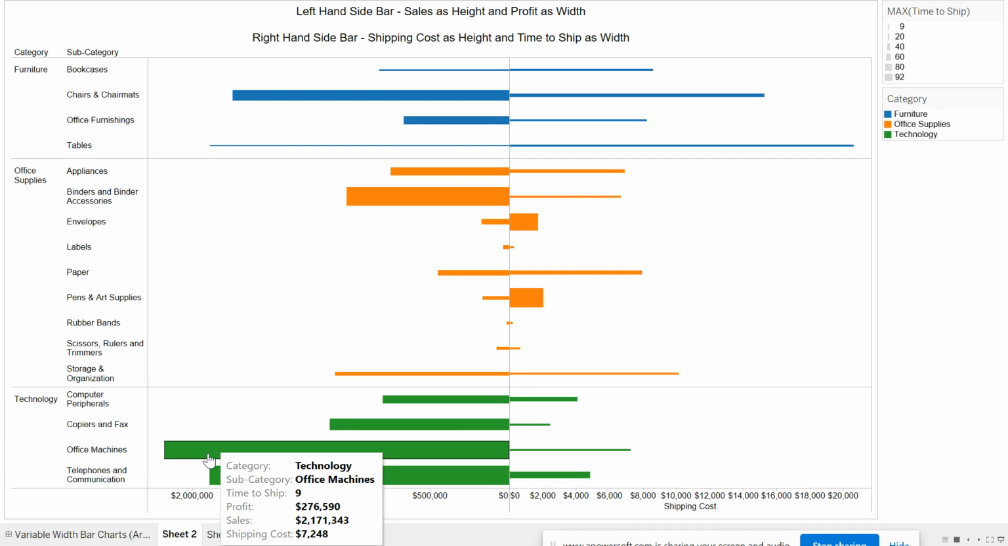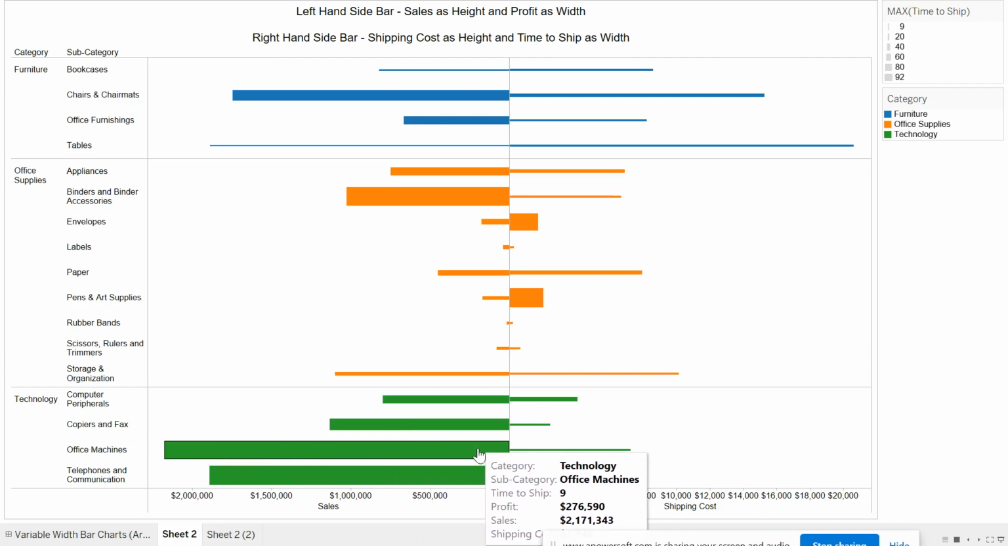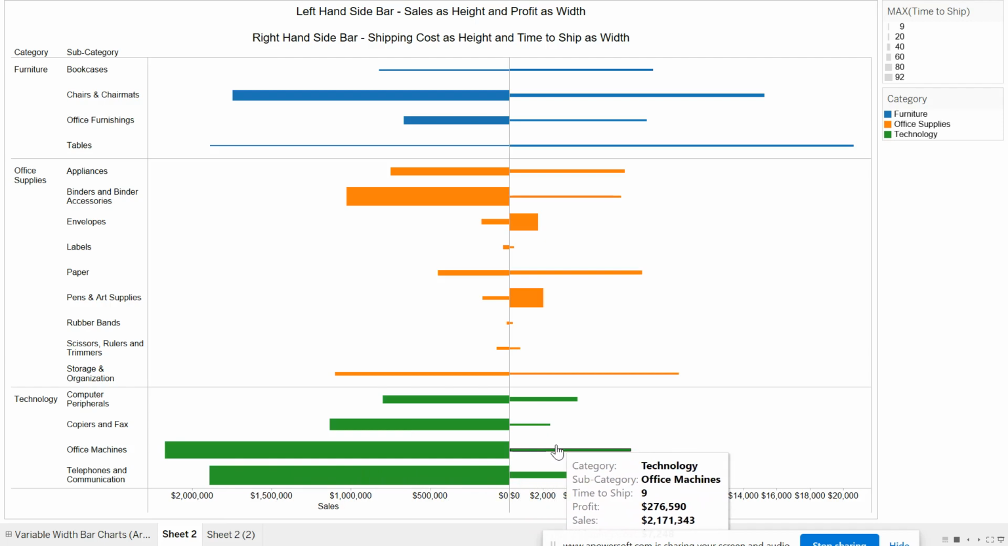And I just want to look at the amount incurred with the shipping cost and the time to ship. So we displayed this in the chart with the variable on the right hand side. You can see the shipment cost, and the time it took to ship this was 9 days.